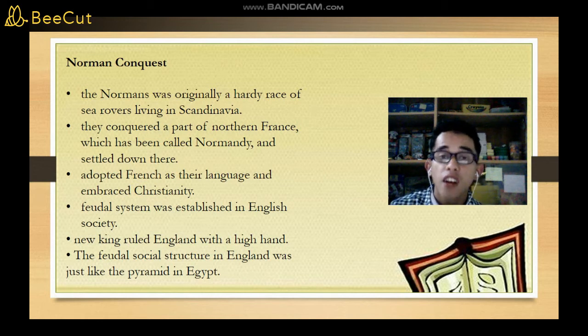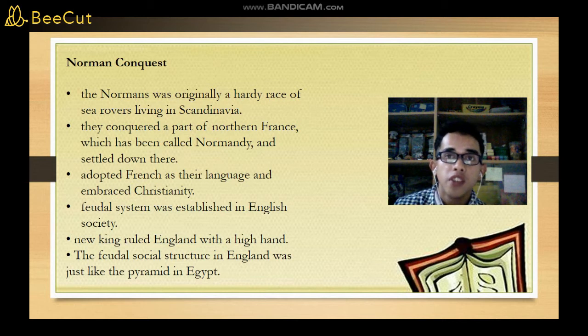After the conquest, the feudal system was established in English society. Because of that, a new king ruled England, William the Conqueror, with a high hand. The feudal social structure in England was just like the pyramid in Egypt. During the reign of William the Conqueror, the social structure was like the pyramid in Egypt.